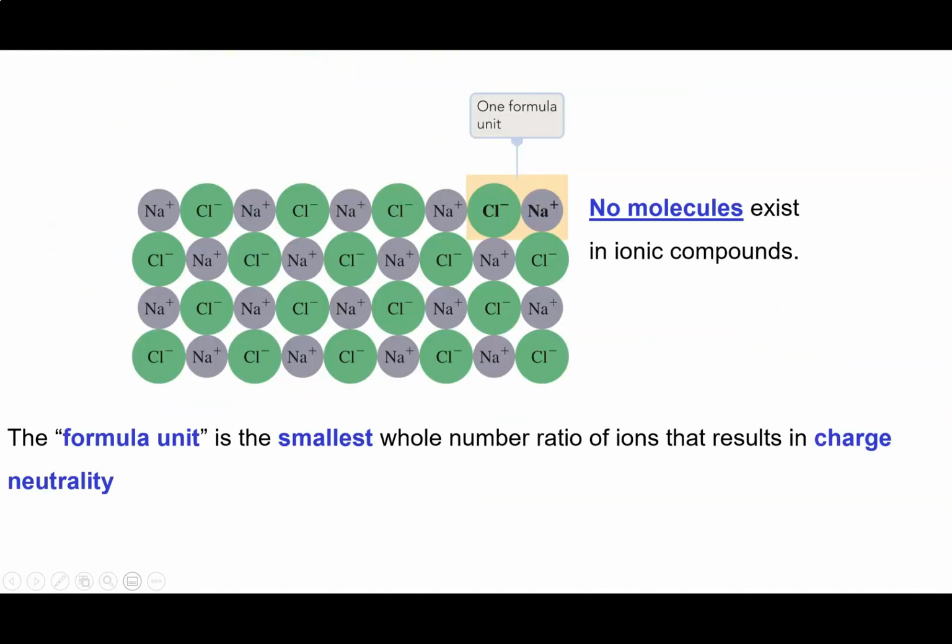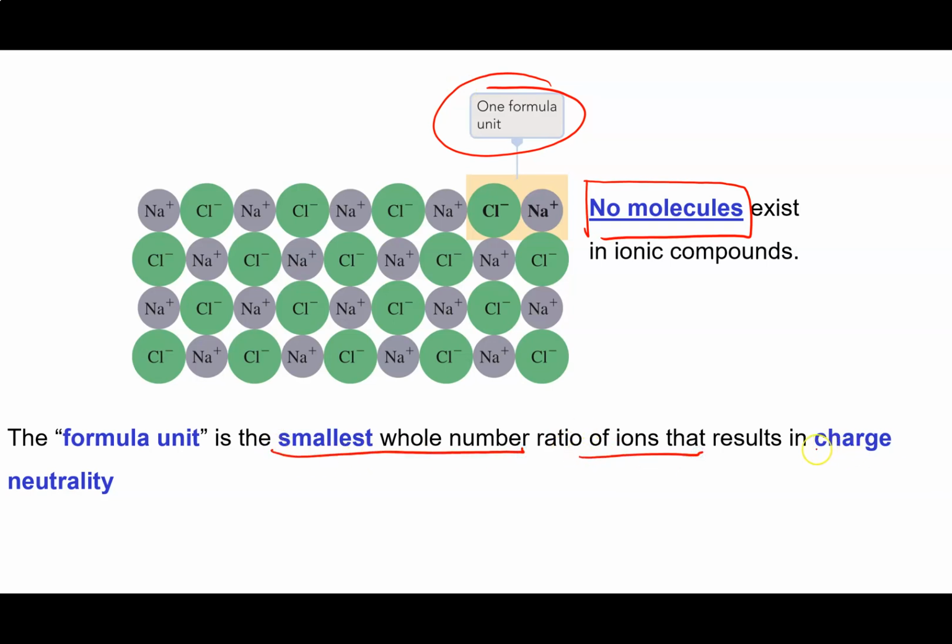Just to reiterate, in ionic compounds, there are no molecules. What we have is an approximately infinitely repeating network of positive and negative ions arranged in what we call a crystal. The formula of an ionic compound, what we call the formula unit, doesn't represent a molecular structure. What it represents is the smallest whole number ratio of ions that gives you electrical neutrality. And that's an important concept.